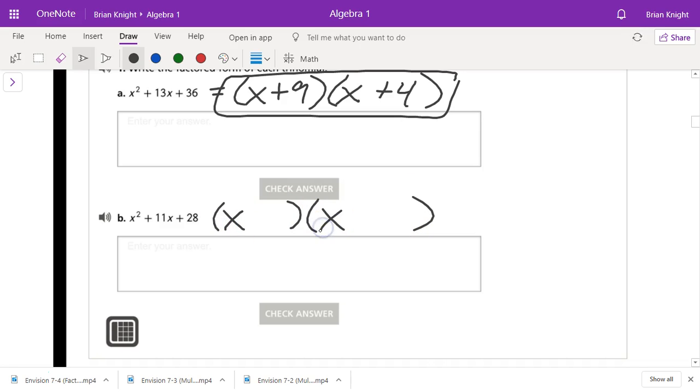X, two numbers that multiply to be 28, add up to be 11. 7, 4, 6 plus 5. Again, did y'all hear what she said? I'm not making fun of her, but I want you to understand. You can't start in the middle.